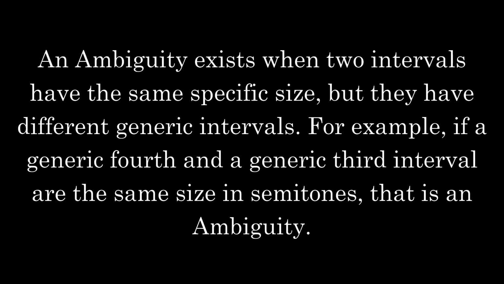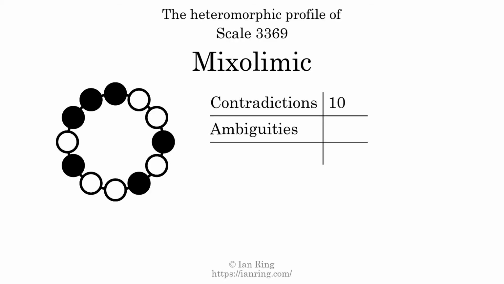An ambiguity exists when 2 intervals have the same specific size, but they have different generic intervals. For example, if a generic fourth and a generic third interval are the same size in semitones, that is an ambiguity. The number of ambiguities in this scale is 16.